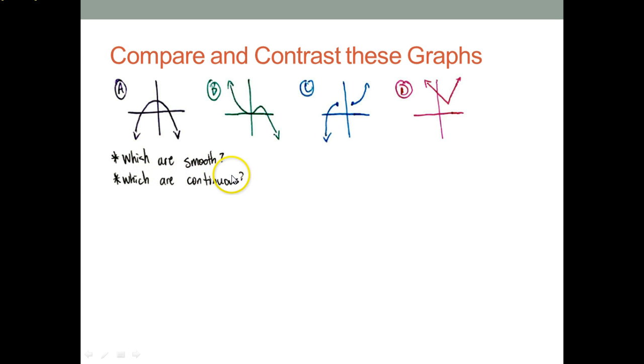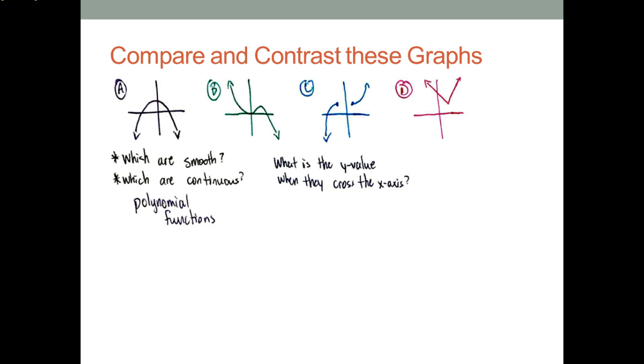So which of these graphs are continuous? That would be without a break in the graph. And we see that the only graphs that are continuous are A, B, and D. Now the graphs that are both smooth and continuous are A and B. And again, graph C has a hole in it, so it's not continuous. So the ones that are smooth and continuous are definitely polynomial functions.